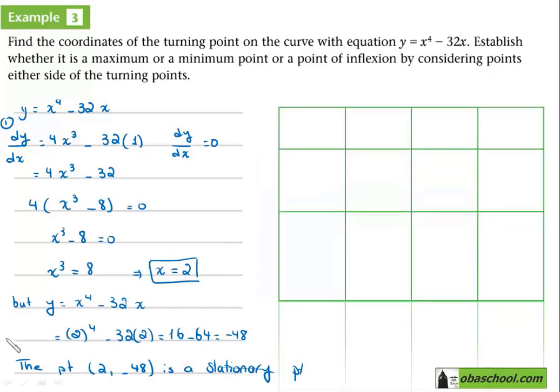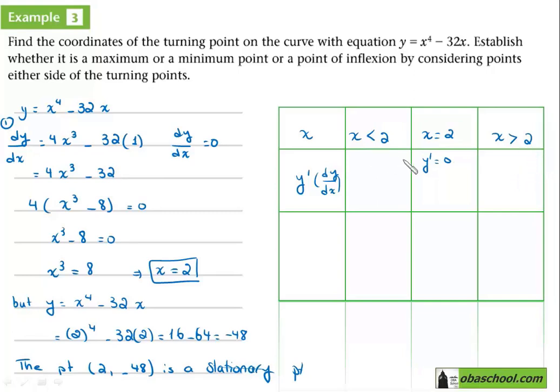Okay, now we take this table. Here we write x equals 2, x less than 2, and x greater than 2. And we write the sign of the gradient, which is y prime or dy over dx. At x equals 2, we know that the gradient y prime is equal to 0. What remains is less than 2 and greater than 2. We need to know whether the gradient is positive or negative.